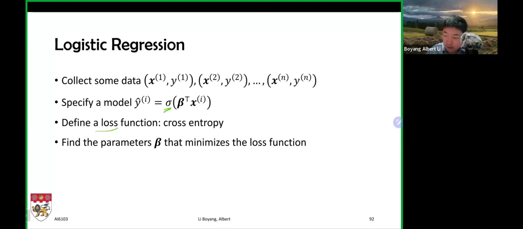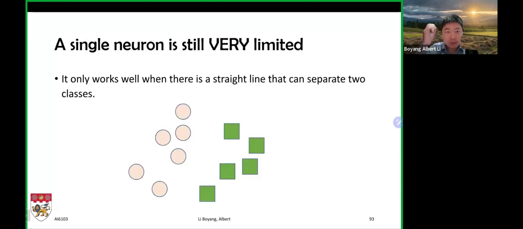We defined a loss function, that is the cross entropy, and we discussed why we want to minimize the cross entropy, and we presented an information theory perspective on how the cross entropy works. And we also talked about gradient descent, which is the method for finding the optimal parameters that would minimize the loss function.